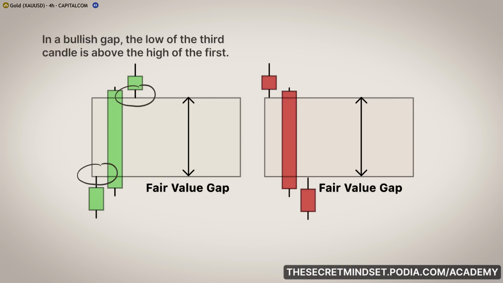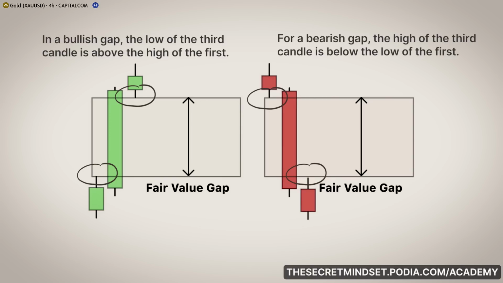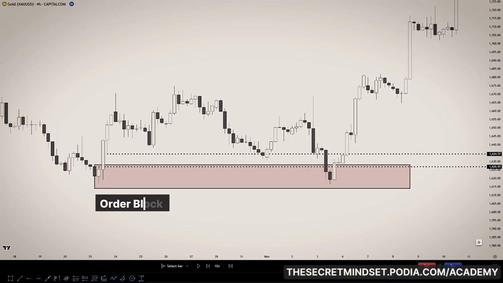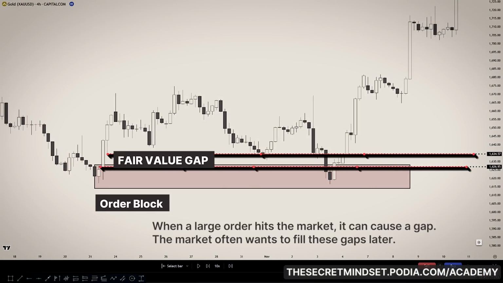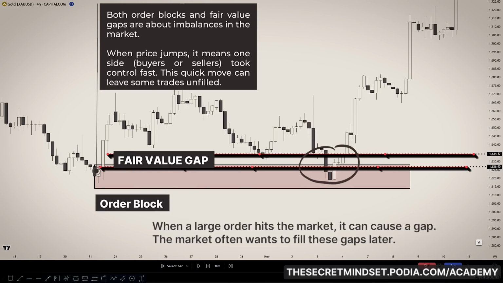To spot a fair value gap, look at 3 candles in a row. In a bullish gap, the low of the third candle is above the high of the first. For a bearish gap, the high of the third candle is below the low of the first. These gaps aren't just random. They show where big players made moves. When a large order hits the market, it can cause a gap, and the market often wants to fill these gaps later.